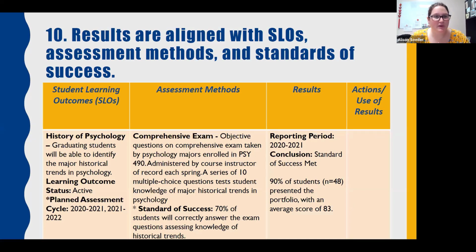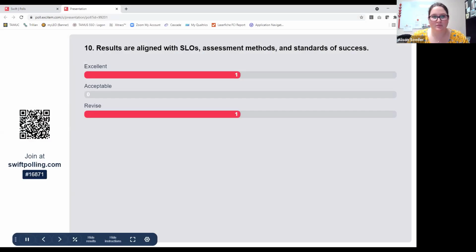So similar situation, but now we're looking at a student learning outcome. So results are aligned with the SLO, assessment methods and standard of success. So again, you might want to read through left to right, familiarize yourself with the student learning outcome and those assessment methods, and then read through the results and see if you feel that they're aligned across those columns there. All right, so we had an excellent and a revise. So this is one that we would have marked for revisions.